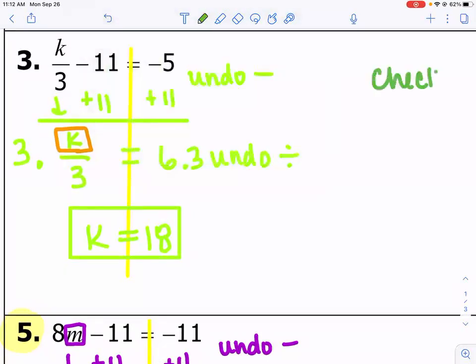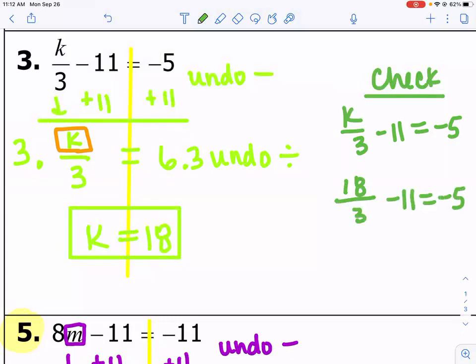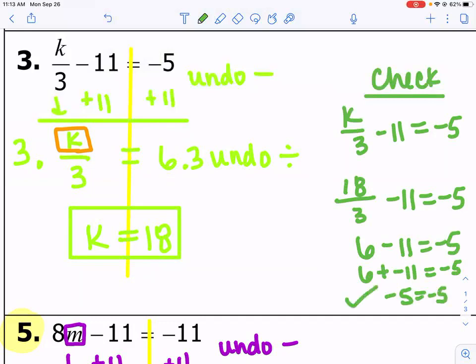Okay. Why would it be negative 18? Yep. Okay. All right. So let's check. We have K divided by 3 minus 11 equals negative 5. So when I substitute 18 in for K, 18 divided by 3 gives us 6. And when we do 6 minus 11, or if you need to do keep, change, 6 plus a negative 11, we get negative 5.